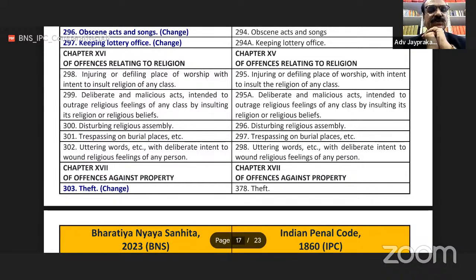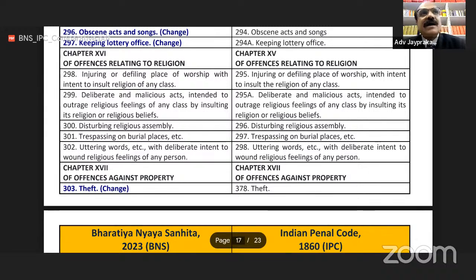BNS section 302, uttering words, etc. with the deliberate intent to wound religious feeling of any person. So see the BNS section 302. Earlier 302 was for murder, but now this 302 in BNS is uttering words, etc. with deliberate intent to wound religious feeling of any person. Its earlier section was 298 in IPC.